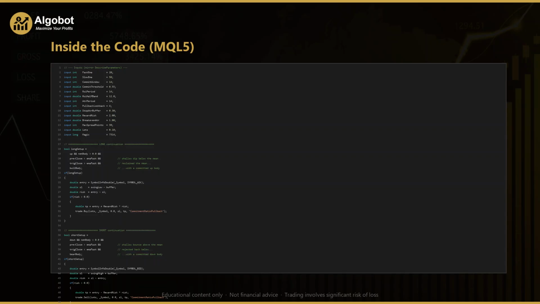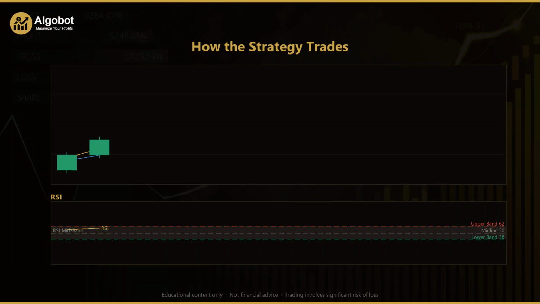The short block is the exact mirror. Short setup requires down to be true, negative net body, a prior close above the fast EMA, a current close back below it, and a bearish down body. It reads the bid as entry, sets the stop just above the swing high plus the buffer, and sends trade.sell with a symmetrical target below the entry. Same logic, opposite direction.